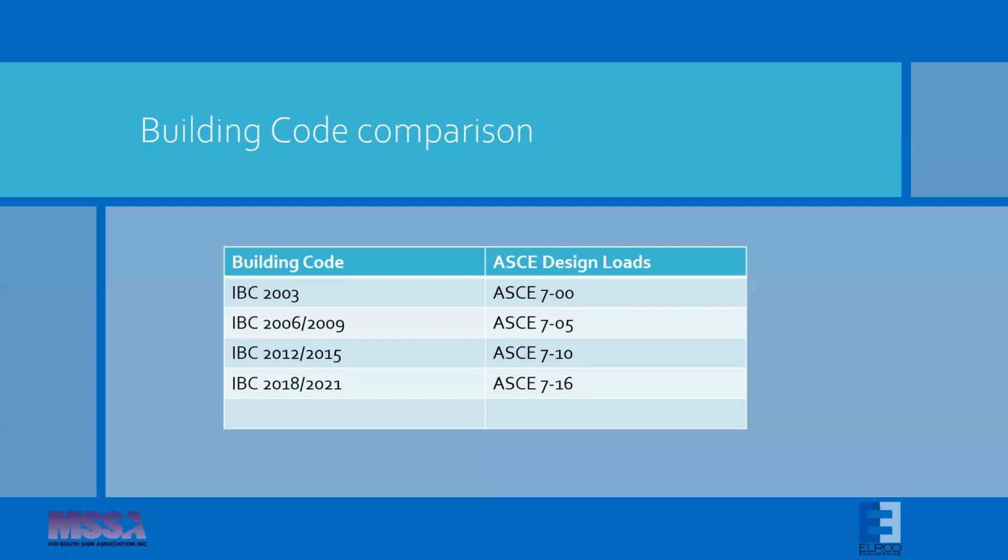So this is a table showing a little bit of the comparison between the building codes and what's called the design loads. The American Society of Civil Engineers has put together some design manuals that undergird the building codes and, without getting too far into the weeds, tell how certain analyses are done.